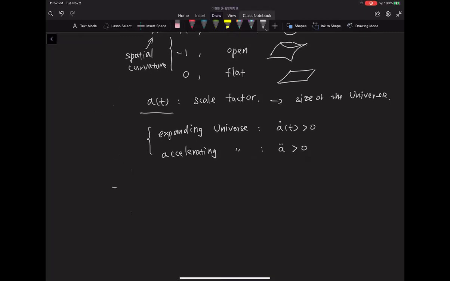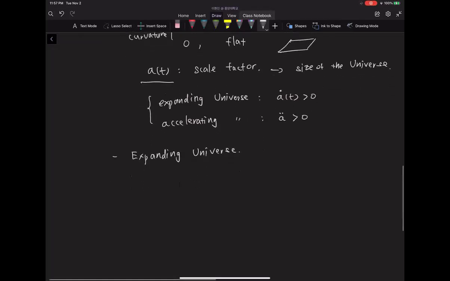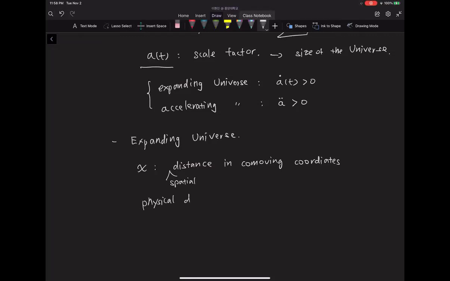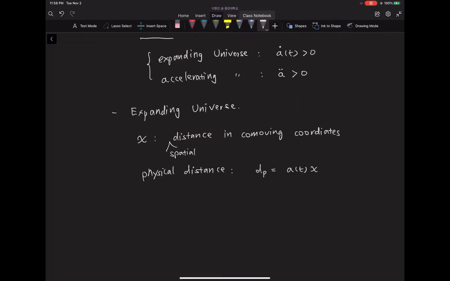So what is the implication of the expanding universe? First thing is that if chi is the distance in the comoving coordinate, I mean this is the spatial distance, then the physical distance is obtained by multiplying the scale factor by the comoving distance. Here chi is the comoving distance.